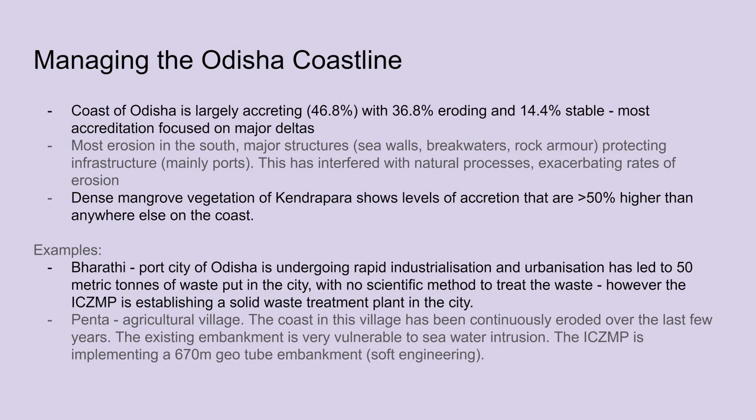Paradip. This port city of Odisha is undergoing rapid industrialization and urbanization that led to 50 metric tons of waste put into the city, with no scientific method to treat the waste. However, the ICZMP is establishing a solid waste treatment plant in the city. Penthakata, which is an agricultural village. The coast in this village has been continuously eroded over the past few years. The existing embankments are very vulnerable to sea water intrusion. The ICZMP is implementing a 670-meter geotube embankment, which is an example of soft engineering.